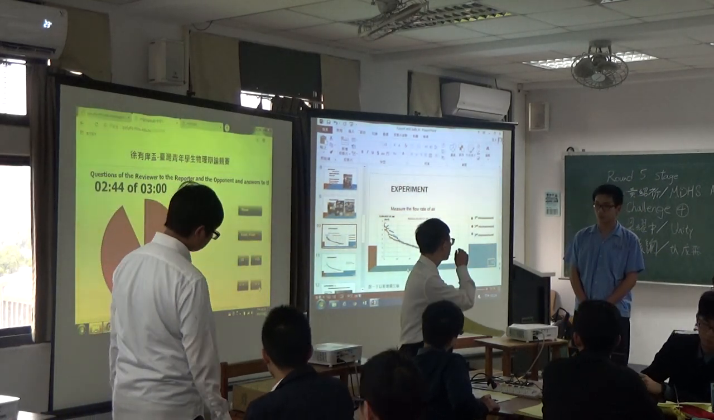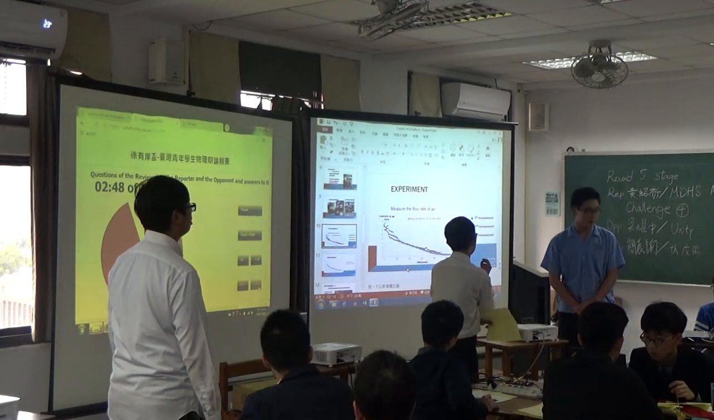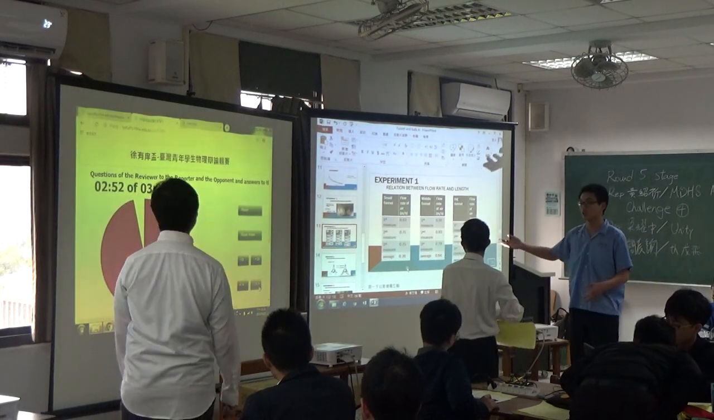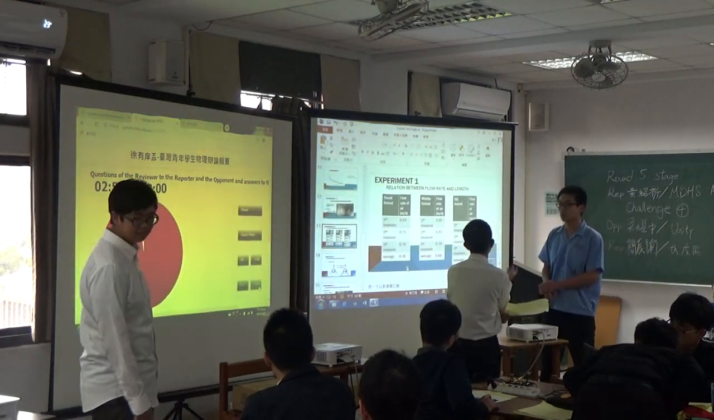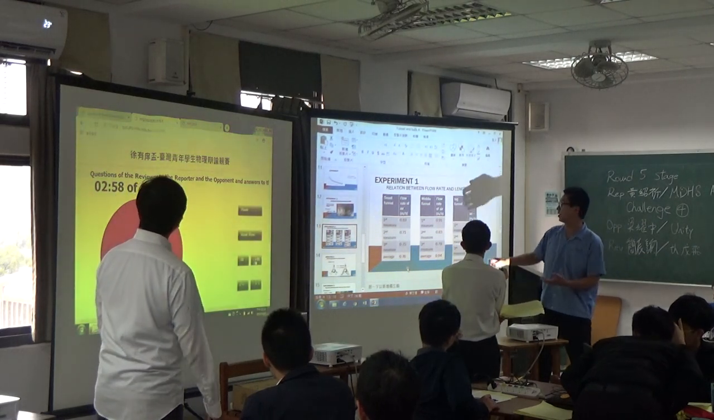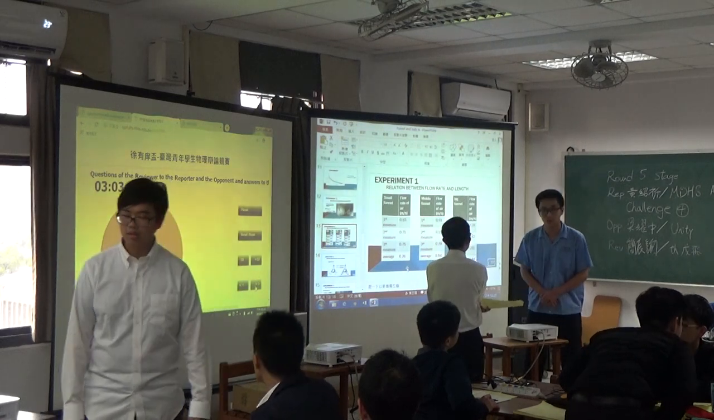For the reporter, do you measure the drag force of the flow? From the experiment we made, we can measure the drag force. How do you measure it? What tool? The weight of the ball. You can see that means the flow rate of it. Hands up. Okay.